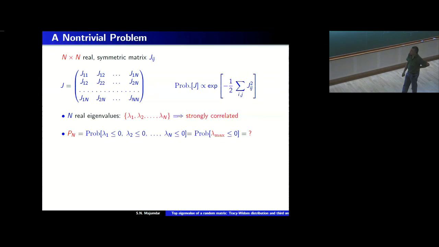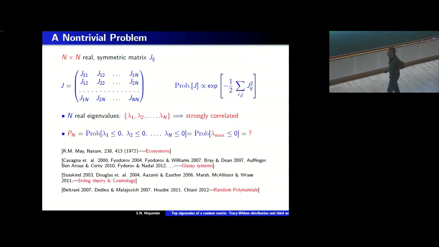Now this question actually comes up in many, many different contexts. I'll probably mention one of them as I go along. It started with ecosystems, from a paper by Robert May in 1972. And it goes to string theory, and to mathematics in random polynomials and so on. So this is the problem, and this is how we started working on it.